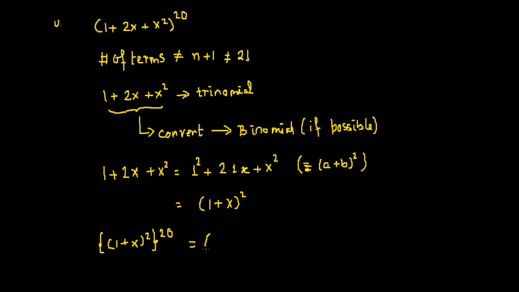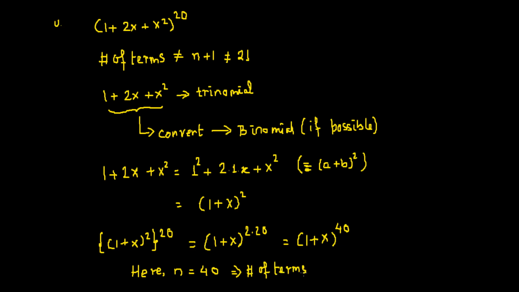Now the law of exponents states that whenever we have a power over a power, they simply get multiplied. So we take the product of 2 and 20, which gives us (1 + x) raised to the power of 40. Now we have a new n, which is 40. This implies the number of terms equals n plus 1, which is 40 plus 1, 41. So we'll have 41 terms.